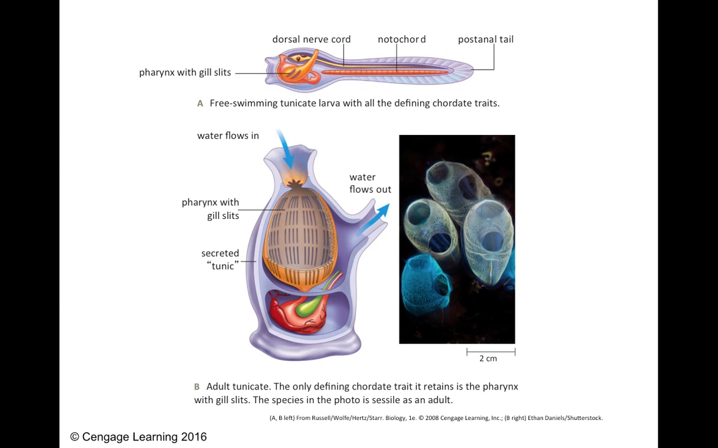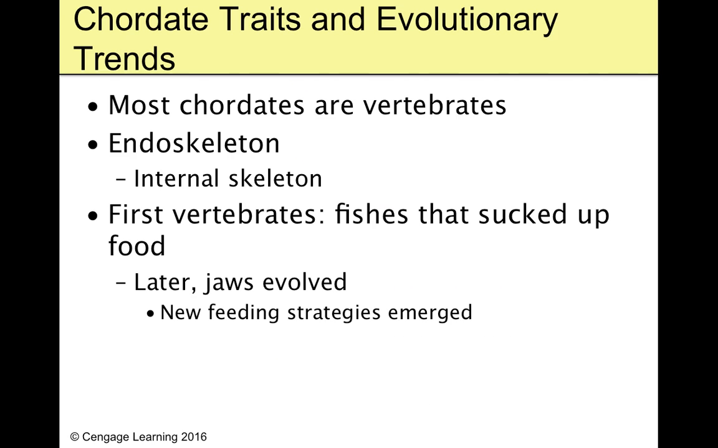Very, very simple. And it keeps those gill slits even when it's an adult, which is kind of a cool trick. And just, I don't know. What do you say about a tunicate? Weird animal. Let's say that.